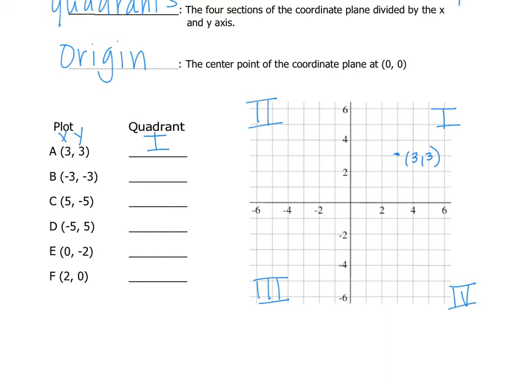What about our point (-3, -3)? Right here is -3 on the x-axis, and then -3 on the y-axis right here. And that is (-3, -3), and that is going to be in quadrant 3.